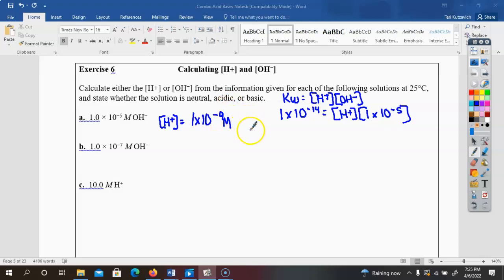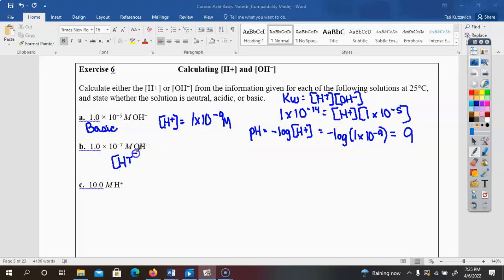Okay, well, let's find out what our pH is. Our pH equals negative log of H plus, right? So the negative log of 1 times 10 to the negative 9th, and you don't even need your calculator for that, because it's easy math, it's just 9. So this one is basic. Well, if the OH is 10 to the negative 7, do the same type of math. H plus has to be 1 times 10 to the negative 7, which means pH has to be 7, so it's neutral.